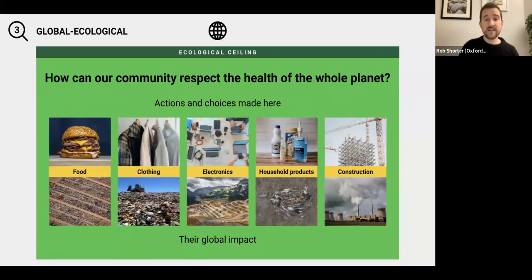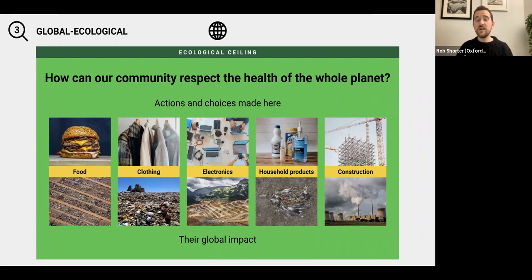Thirdly, the third lens, global ecological. How can our community respect the health of the whole planet? We have actions and behaviors and choices that we make daily about the food we eat, the clothes that we wear, the electronics we use, the household products, the buildings that we inhabit. We can understand their impact and we can look into that. And so many people are making these choices, which is really brilliant.